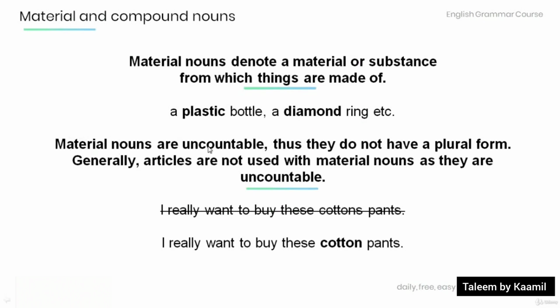Now, material nouns are uncountable, thus they do not have a plural form. Generally, articles are not used with material nouns as they are uncountable. Have a look at the examples below. I really want to buy these cottons pants. Now this sentence would be incorrect because the material noun cotton should not be used in its plural form. The correct sentence would be, I really want to buy these cotton pants.